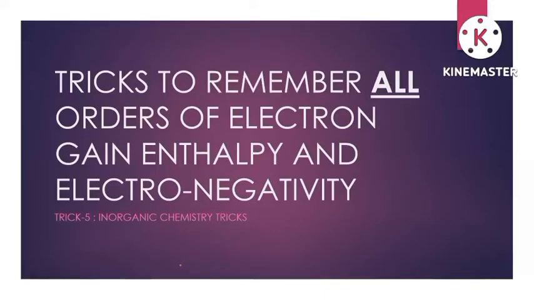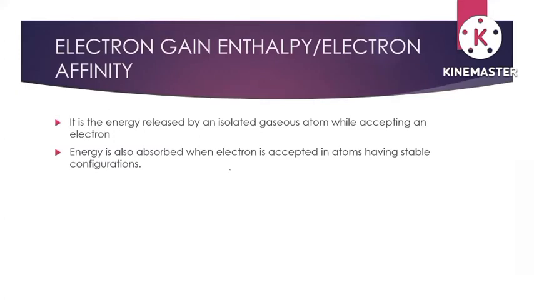Today we will learn the tricks to remember all orders of electron gain enthalpy and electronegativity. So this is trick number 5 in organic chemistry tricks that will blow your mind. So let's start. Electron gain enthalpy is the energy released by an isolated gaseous atom while accepting an electron.